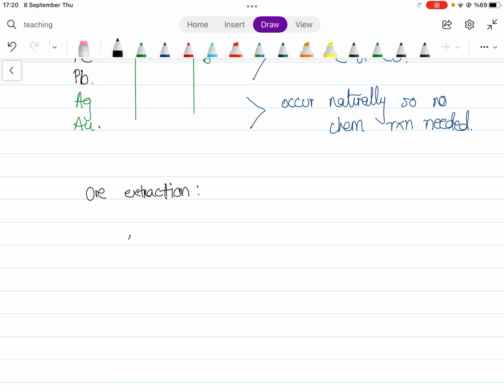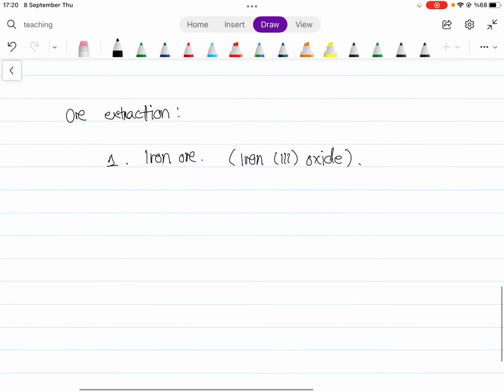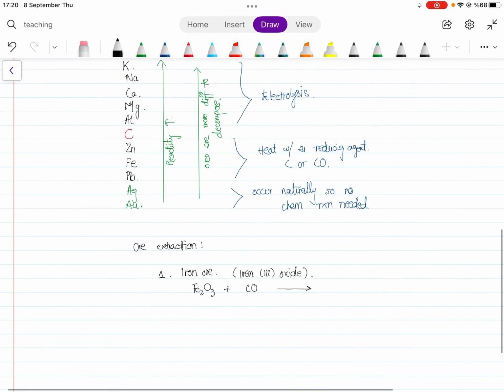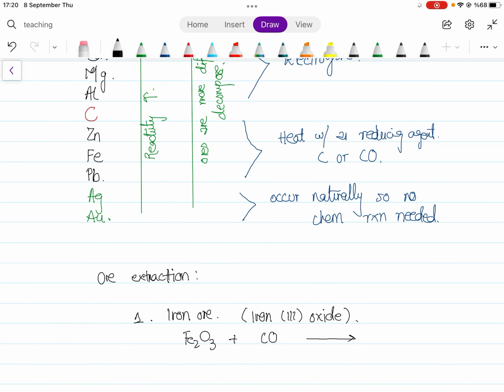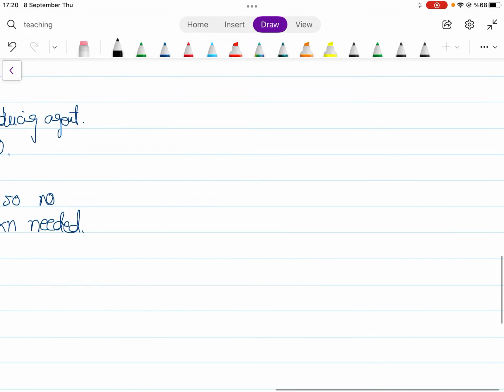Okay, number 1 example is the iron ore. It has mainly iron(III) oxide, Fe2O3. I reacted it with carbon monoxide, and since in the reactivity series carbon is more reactive than iron, it can replace it. Now what's the concept here?